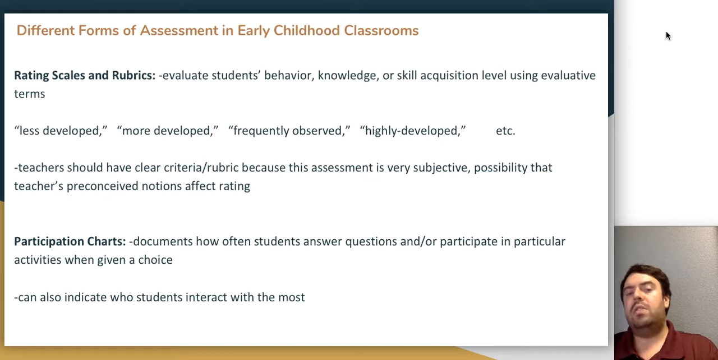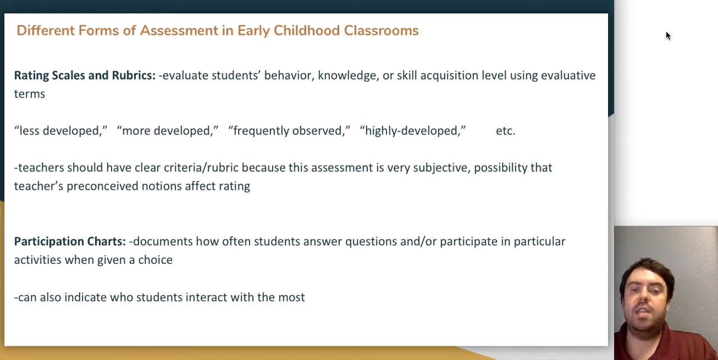It's important that, once again, you make sure you have a clear criteria rubric to assess students. That way you're not just being subjective and saying, oh, this student's more developed than the other, but you don't really have a justification for it. It's not clear.